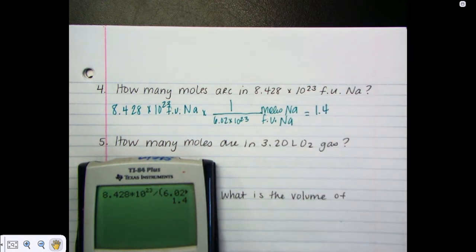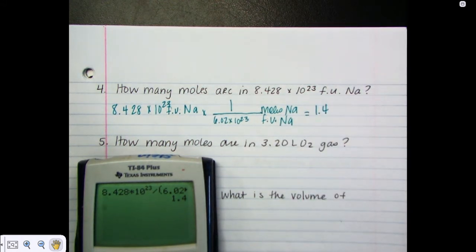So let's talk for a second about why I said put it in parentheses. Watch what happens when I don't put it in parentheses. 6.428 times 10 to the 23rd divided by 6.02 times 10 to the 23rd. Do you see how my number is very different? 1.4 times 10 to the 46th.